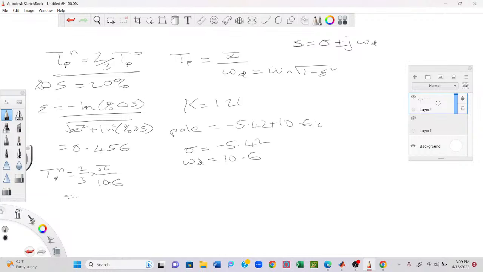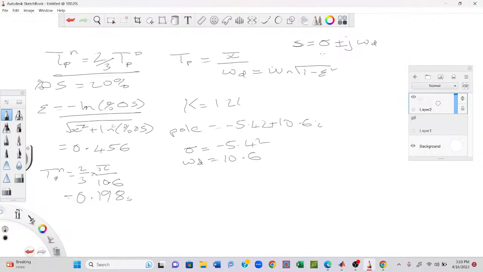That way, 2 over 3 times pi over 10.6 is 0.198, and peak time is in seconds. 0.198. Now you know your new peak time.